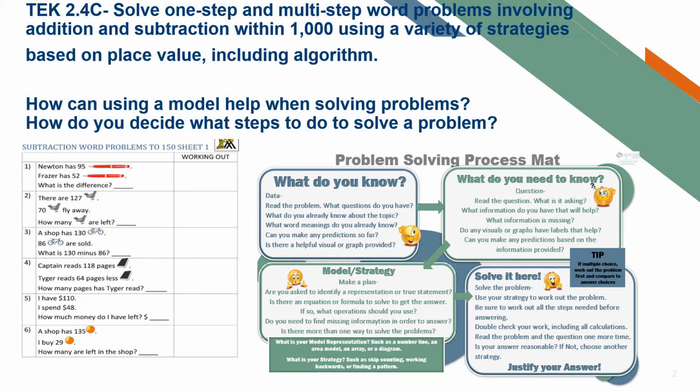And then in box number 4, solve it here. So this is where we're going to solve the problem. Use your strategies to work out the problem. Be sure to work out all the steps needed before answering. Double check your work, including all calculations. Read the problem and question one more time. Is your answer reasonable? If not, choose another strategy. Justify your answer. So this is the strategy we're going to be using to solve problems.